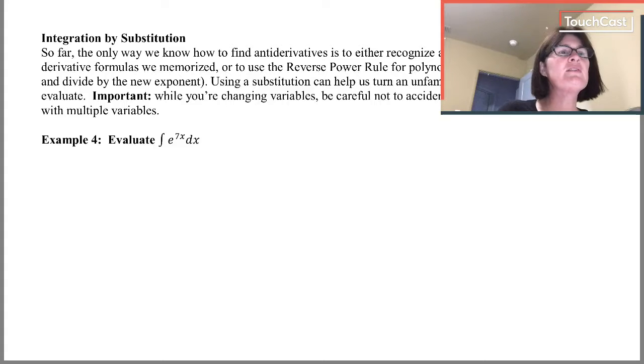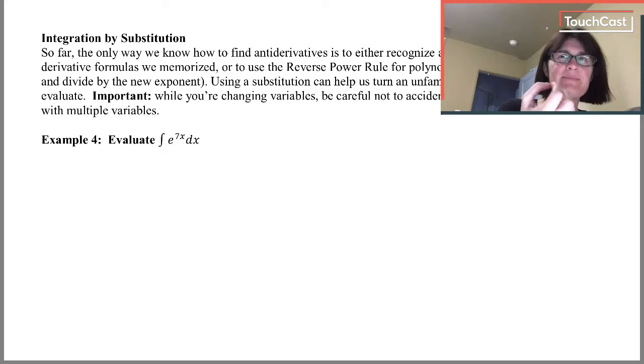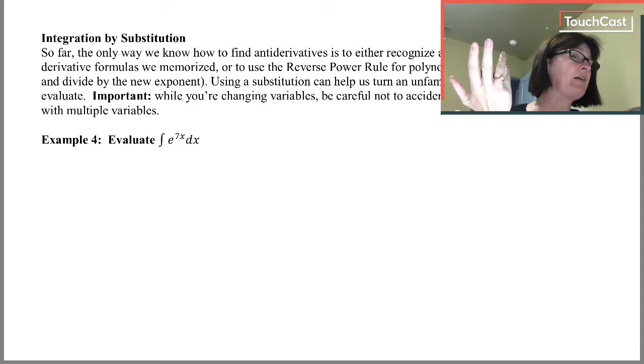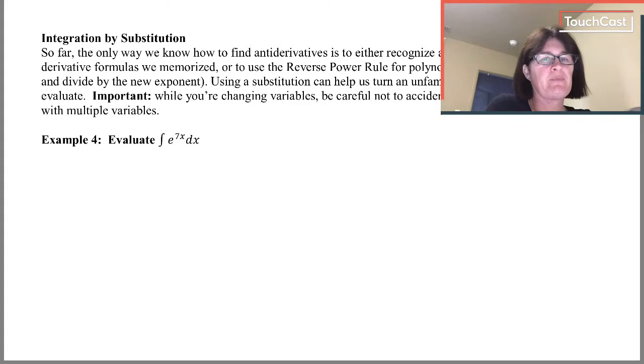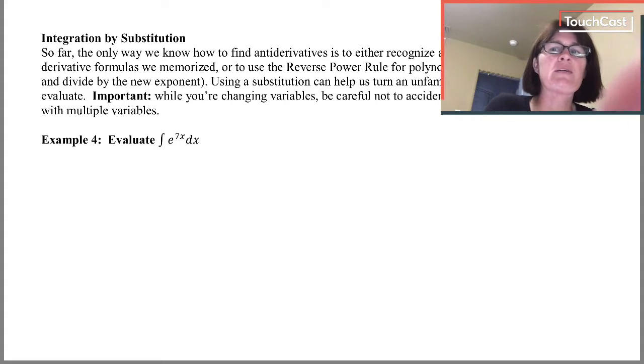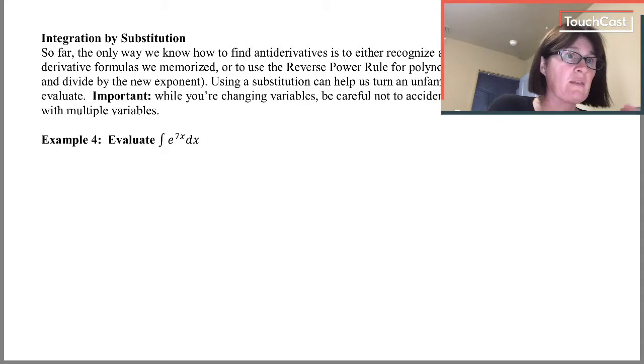So this technique is called integration by substitution, and it helps us turn an integral, like a function whose antiderivative we don't know just off the top of our head, into one that we do. So look at example 4. Oh, here, don't forget this important reminder. We're going to be changing the variable, for example, in this integral.